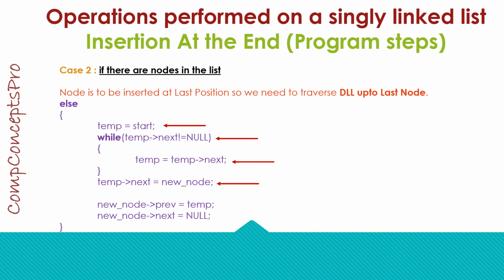Now we'll adjust the pointers of the new node. So new node previous should point to temp, because temp is currently the last node, and after inserting the new node at the end of the list, temp will be the second last node. And finally, new node next should be null, as this will be the last node of our list.